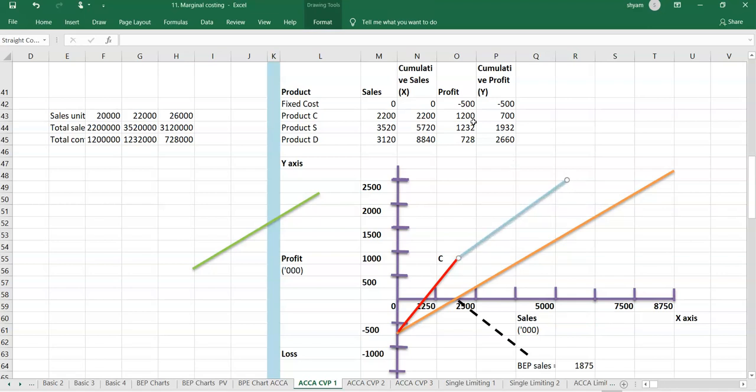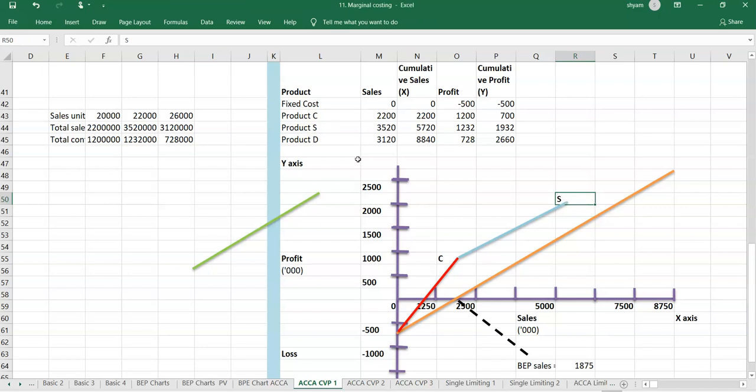Next, what was the sale? Sorry, what was the profit? The profit is roughly 2,000. So 2,000 profit is in this line. It is this point. So a 2,000 profit and the sales is 5,700. So you can extend it a little bit if you want. That's it. So this is product S.